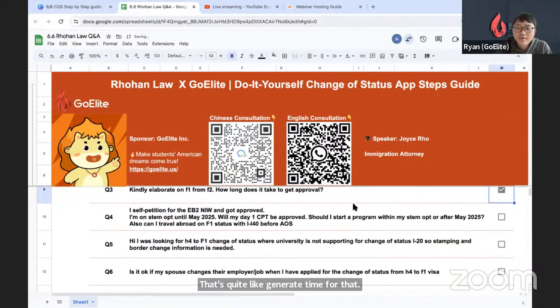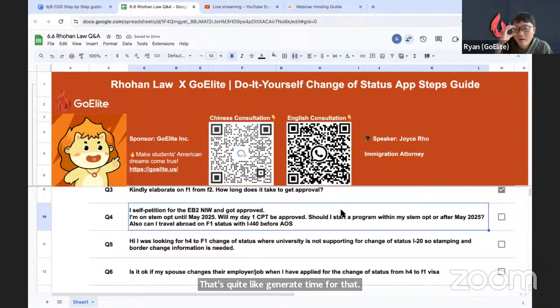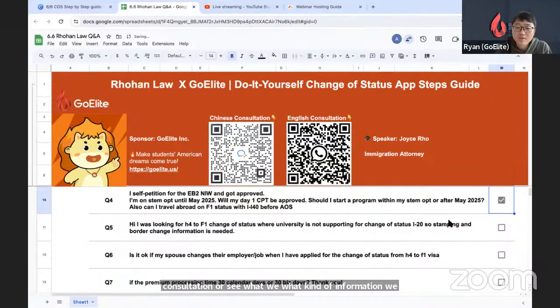For sure. Moving on to the next question. I think this one talks more about green card processes and also OPT. In today's session, we're focusing on change of status, so we won't address these questions, but don't worry. Scan the QR code to talk to our consultant. We can connect you with Joyce for a legal consultation or see what kind of information we have to help you on this. So I will skip this one.